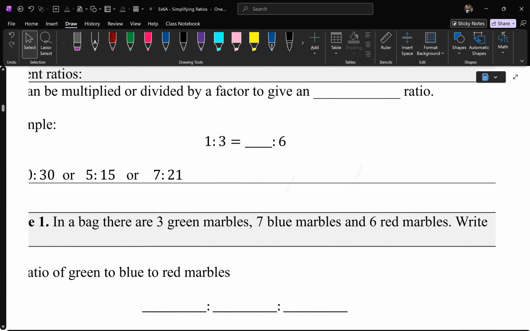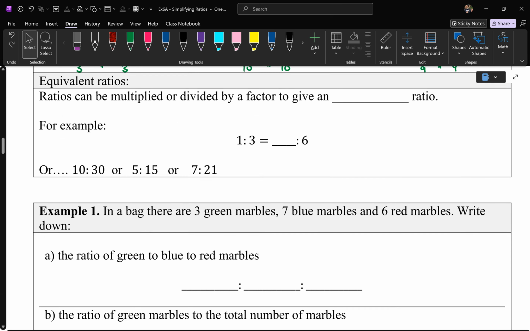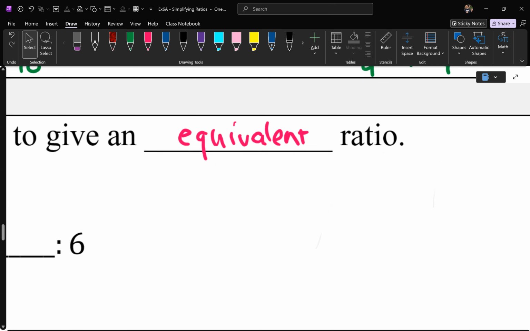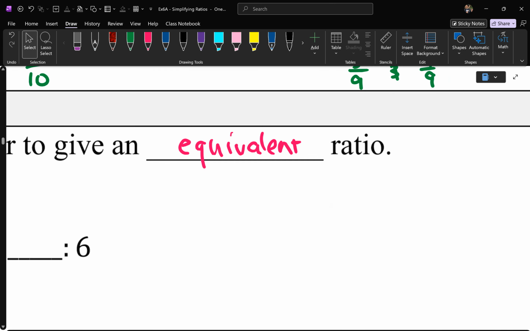But before that, today's lesson is literally just learning to simplify ratios and finding equivalent ratios. Fill this in: ratios can be multiplied or divided by a factor to give an equivalent ratio. Write this in. Equivalent ratio. Write that in.